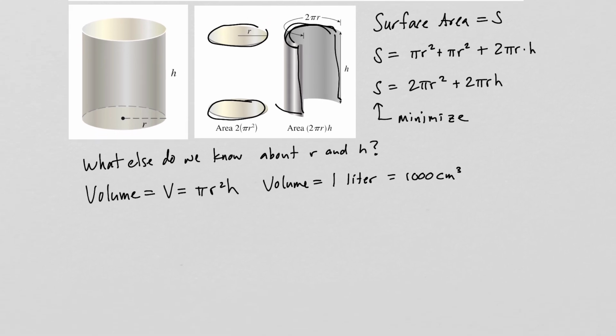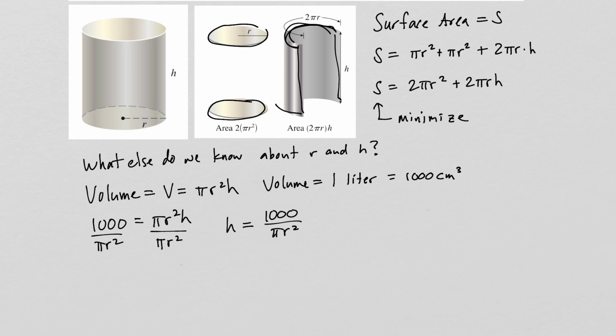Now what I know is that the volume is 1,000. So I can substitute that in here for V, and doing so is going to give me 1,000 is equal to pi r squared times h. This is a relationship between r and h, because those are the only two variables in this equation. And furthermore, I can easily solve for h. All I have to do to solve for h is divide by pi r squared on both sides, and this gives us h is equal to 1,000 divided by pi r squared.